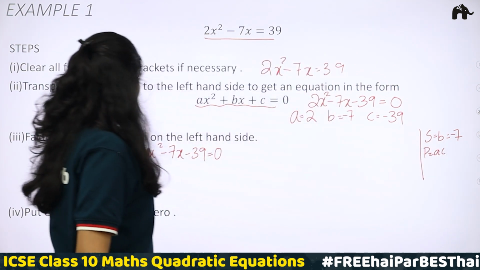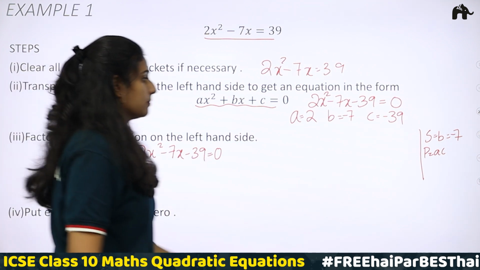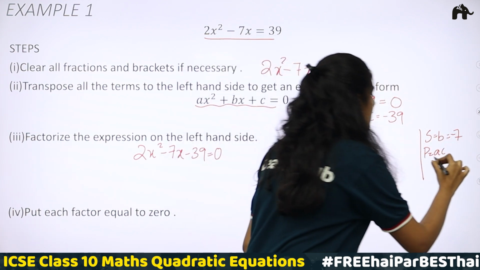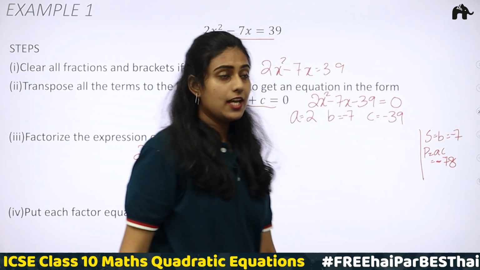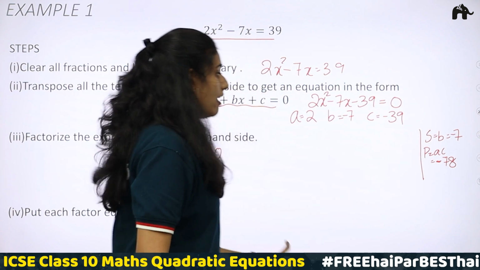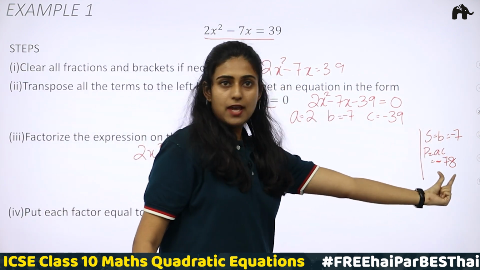AC. Here what is A? A is 2 and C is minus 39. 2 into minus 39, that is minus 78. Okay, product is minus 78 and sum is minus 7. We have to get two numbers such that the sum is minus 7 and the product is minus 78.